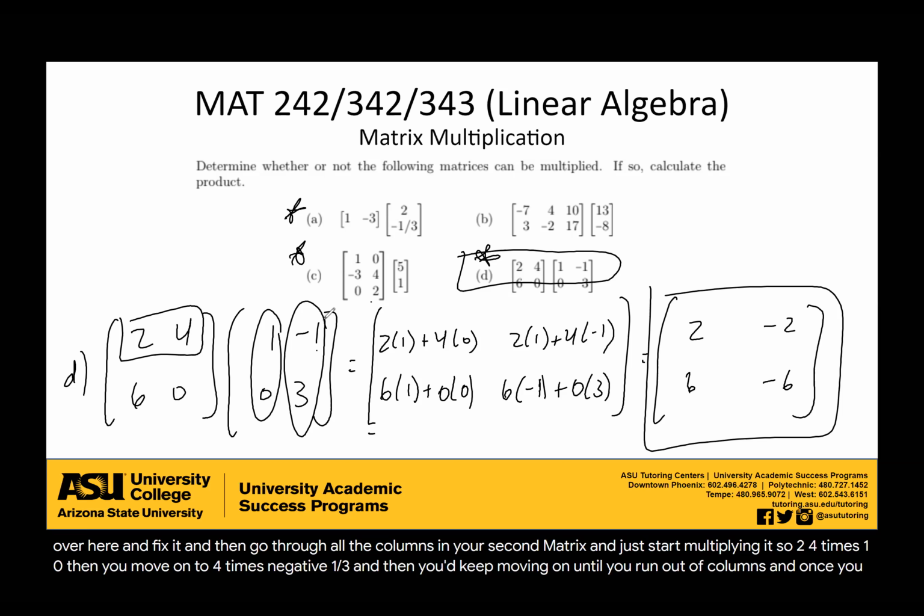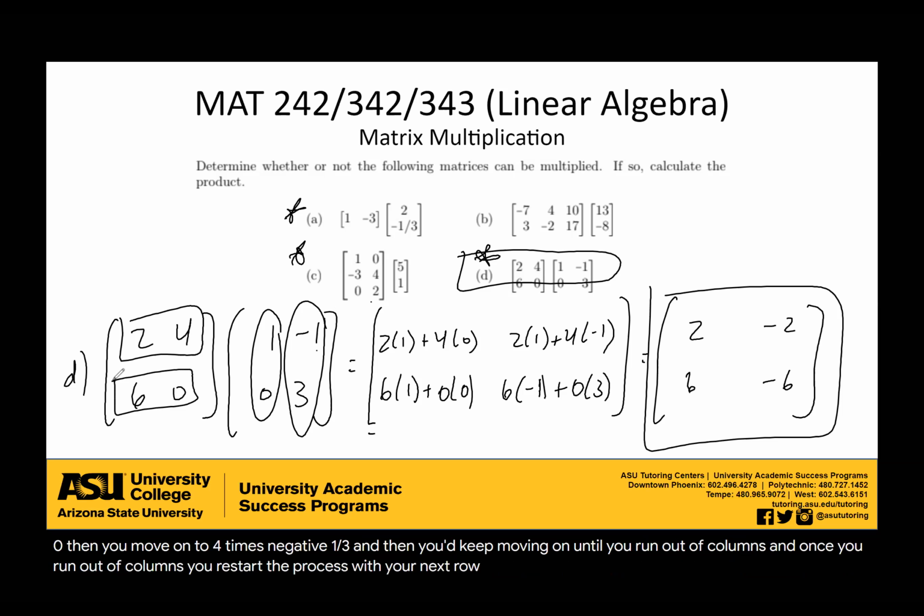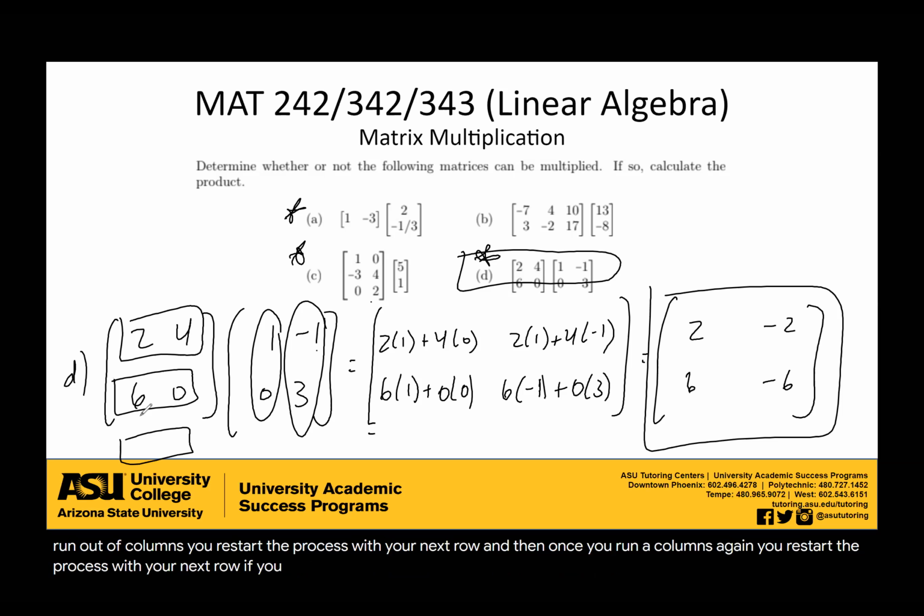And once you run out of columns, you restart the process with your next row. And then once you run out of columns again, you restart the process with your next row if you have one. And you just keep doing that. And that's how matrix multiplication is done.